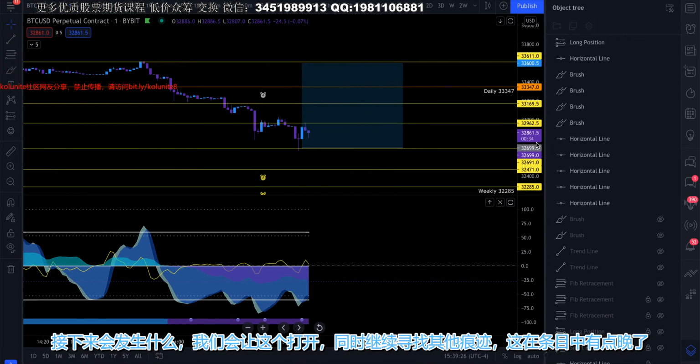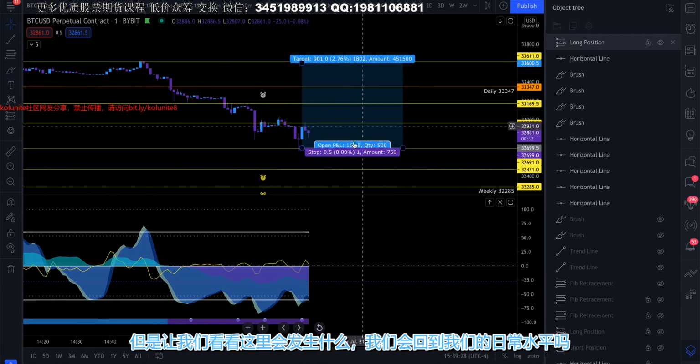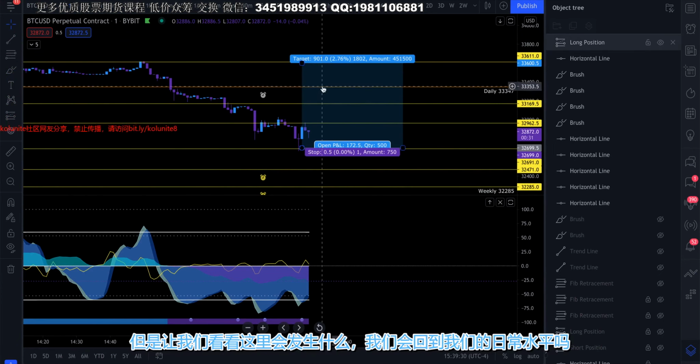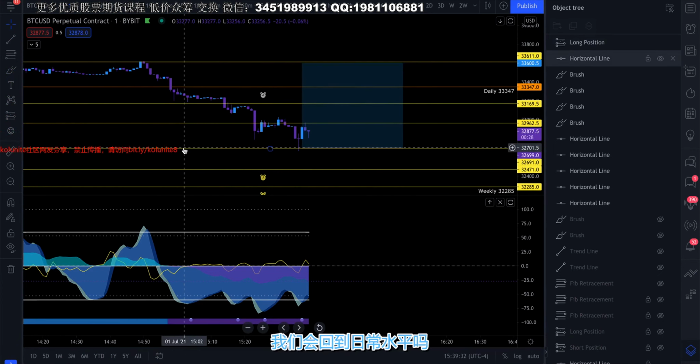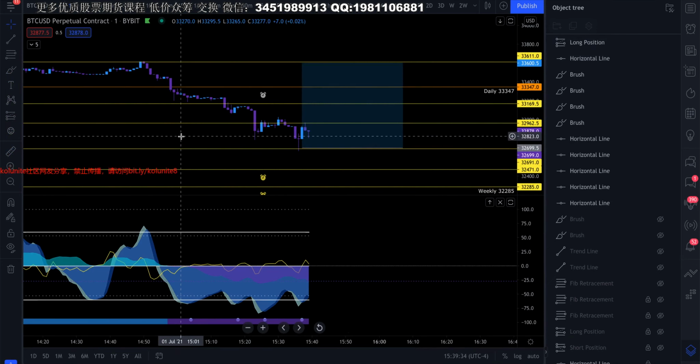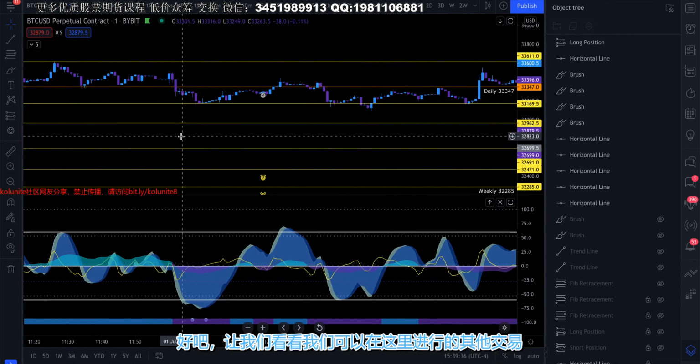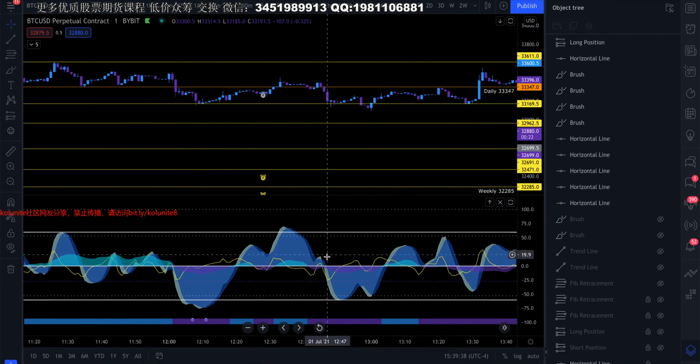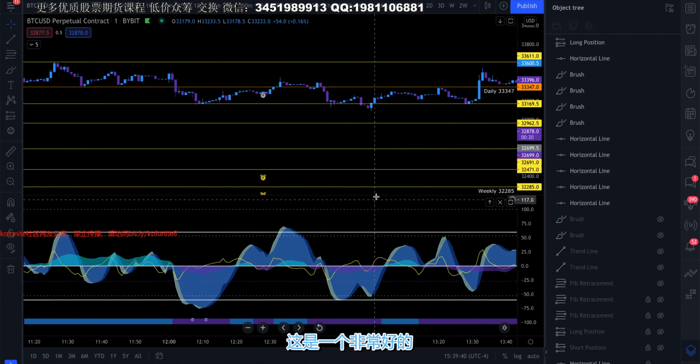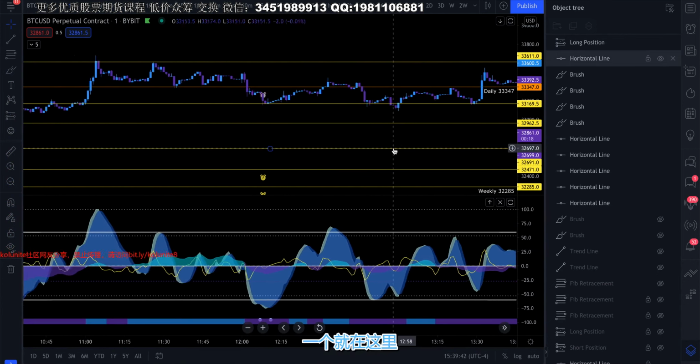This was a little late in the entry, but let's see what happens here. Are we going to come back up to our daily level? All right, let's see other trades we could have taken here. This was a pretty nice one. This was actually a pretty nice one right here.